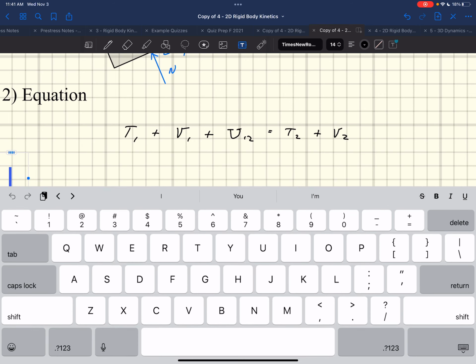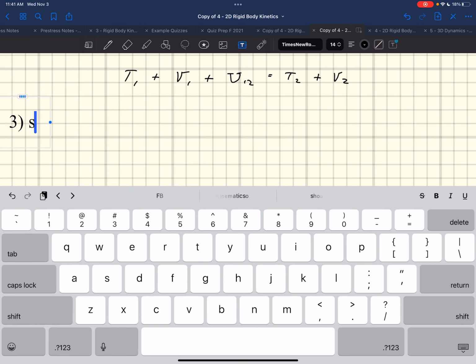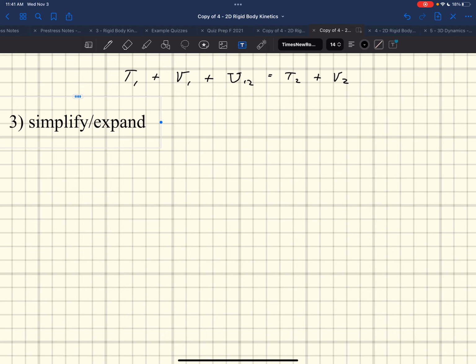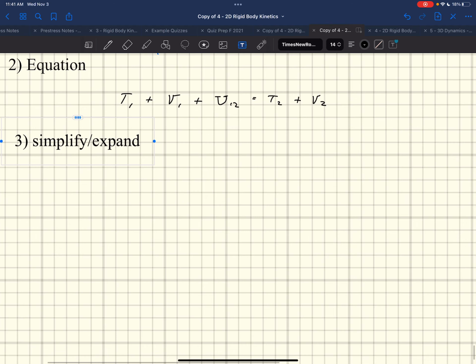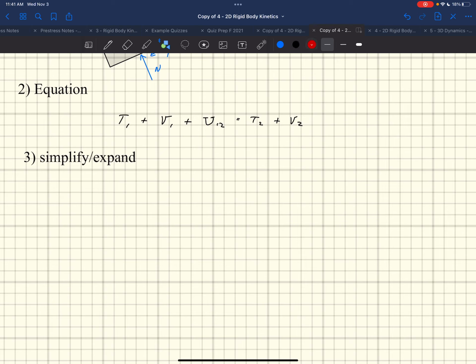Step 3 is simplify/expand. Right? Because we do a little bit of both. So we come up here and we say, all right, are there any terms we can cross out? What do you guys think? Is there any term we can cross out up here in our equation? Is it at rest? It's at rest. So, T1. Hells yeah.